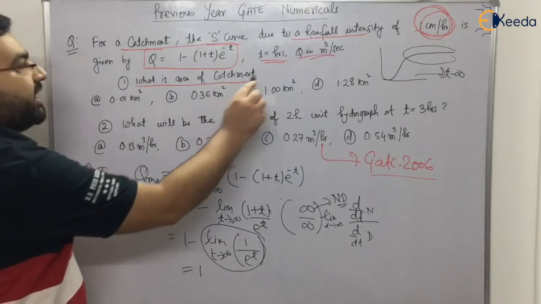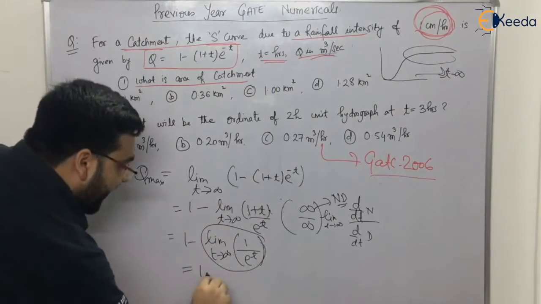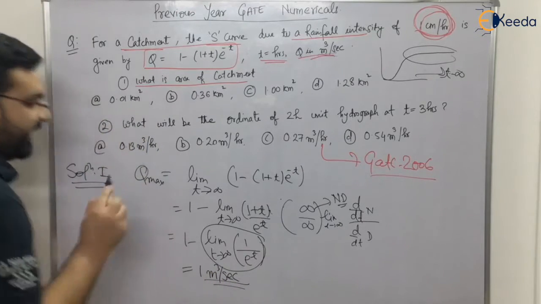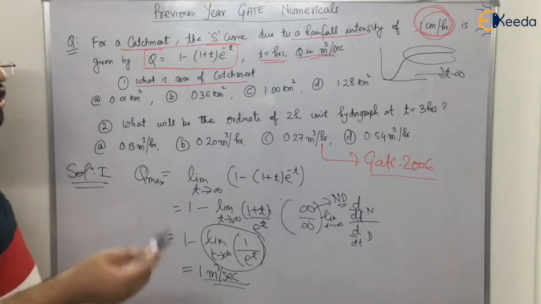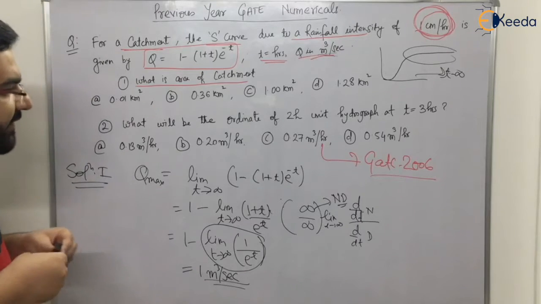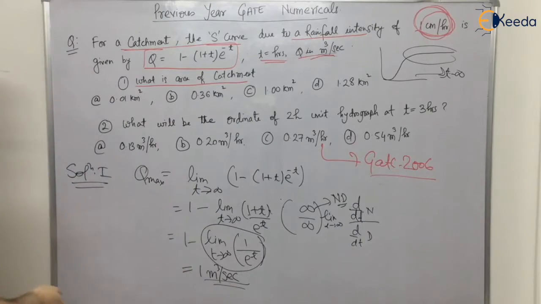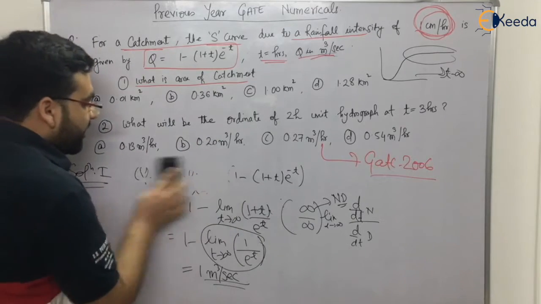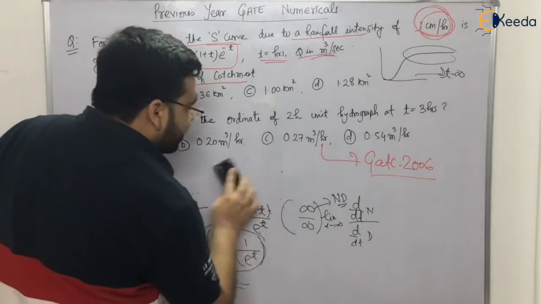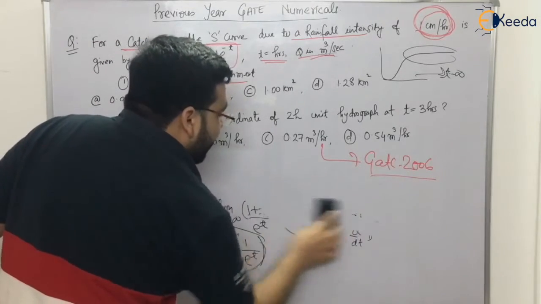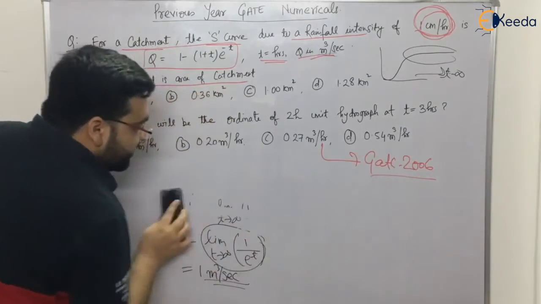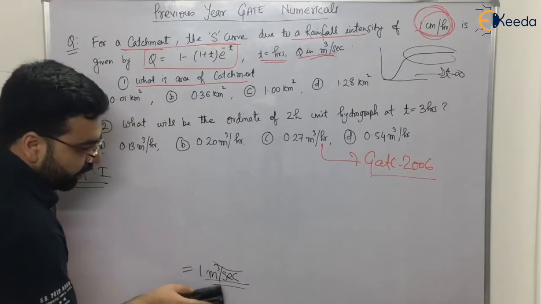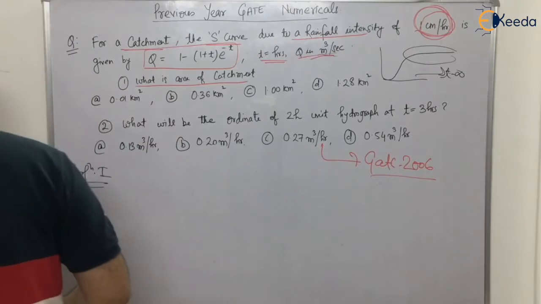And Q is given in meter cube per second. So we have got the value of Q: 1 meter cube per second is the value of Q max or Q equilibrium, right? Now that we have determined Q max or Q equilibrium, it is just a cakewalk to determine the area of catchment. Even if you don't know the formula, just by comparing the units, you can determine the area of catchment. So Q is 1 meter cube per second.